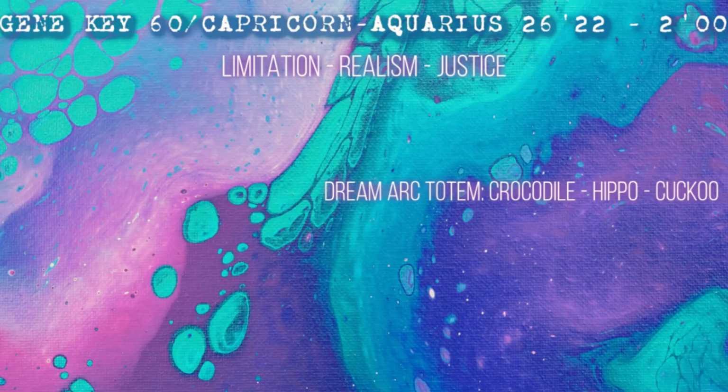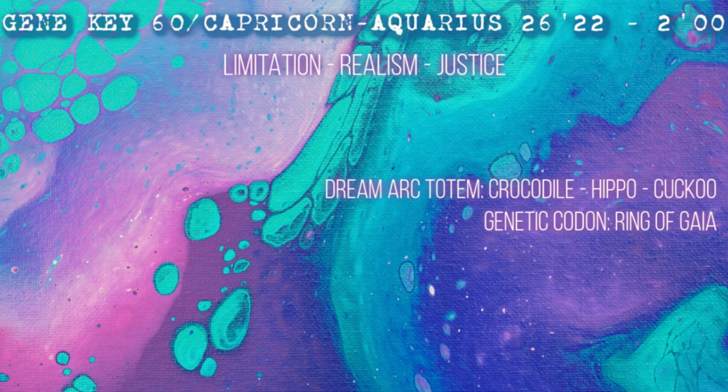So Jinkies 60 spans 26 degrees, 22 minutes of Capricorn to 2 degrees of Aquarius. So it's a Capricorn-Aquarius cusp. It moves from the shadow of limitation to the gift of realism to the siddhi of justice, the cracking of the vessel. I love this Jinkie. I think this has got to be one of my favorite Jinkies out there. The dream arc vision key bird is the cuckoo, and this bird just makes me smile. The life key animal is the hippo, and the fear key underworld is the crocodile.